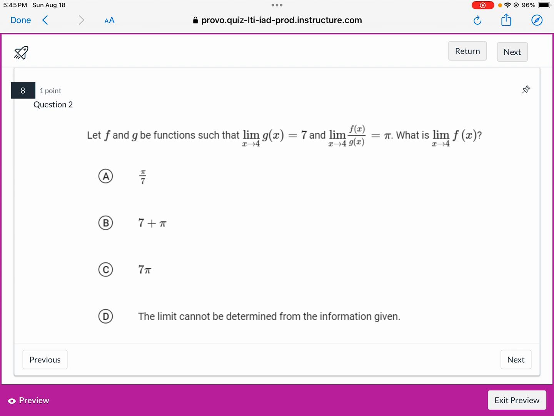From there, well, again, since you split that up, you're given that the limit as x approaches 4 of g of x is 7, so you can replace that with 7. And then you'd have the limit as x approaches 4 of f of x divided by 7 is equal to pi. Just use some algebra, and you can find the limit as x approaches 4 of f of x.